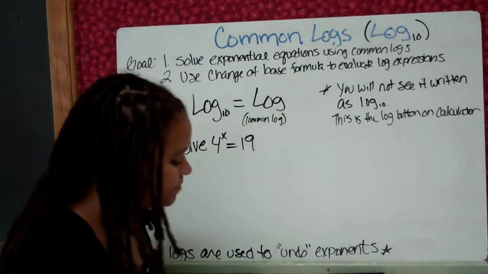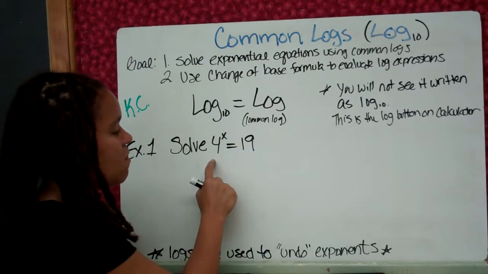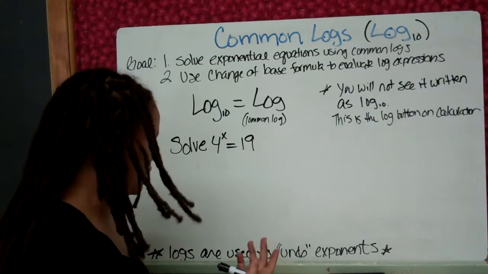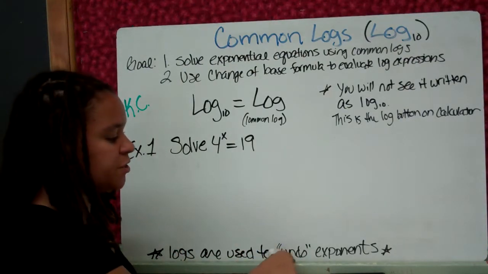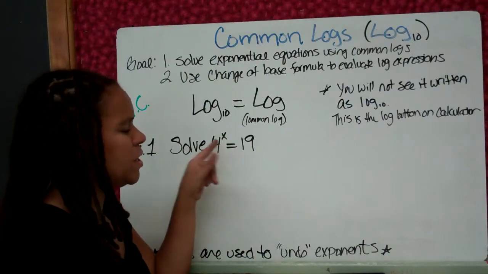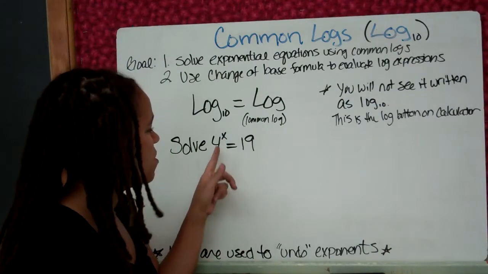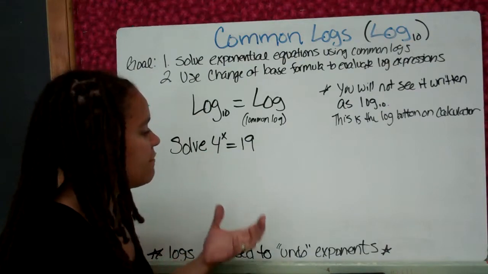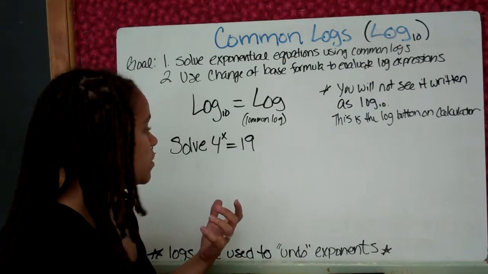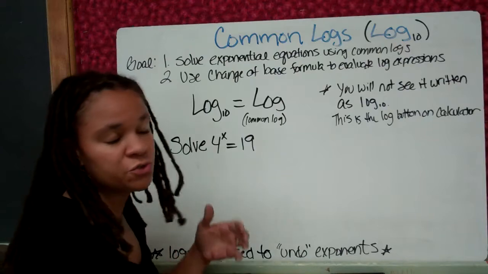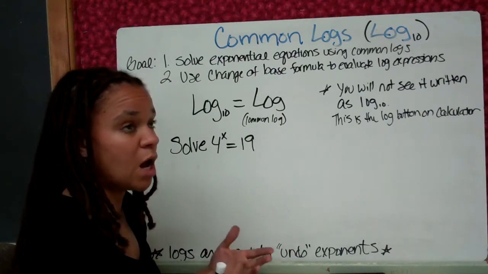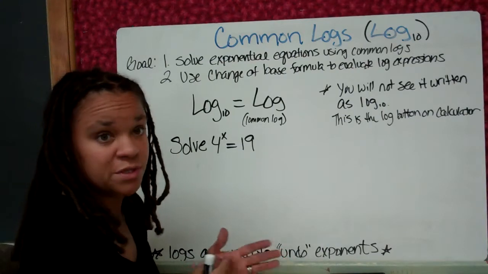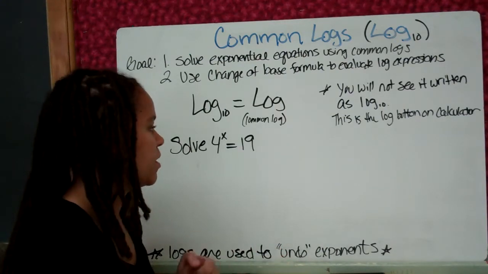So what we're going to do is learn how to solve equations using logs. And that's the purpose of logs. Logs are used to undo exponents. So we don't know what x is. We know 4 to some power, don't know, is equal to 19. And everything else that we've used up to here to undo things, if we undo multiplication, we would divide. If we want to undo division, we would multiply. But if we want to undo addition, we'd subtract. Undo subtraction, we would add.